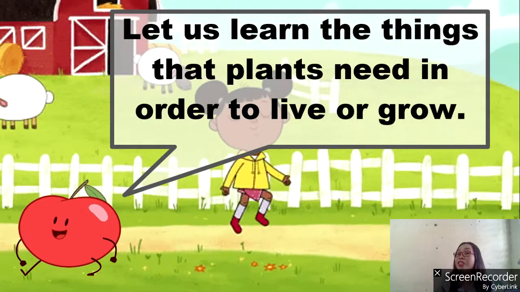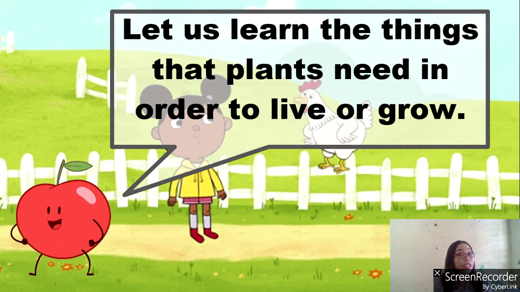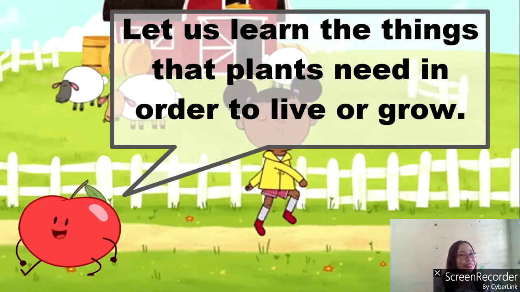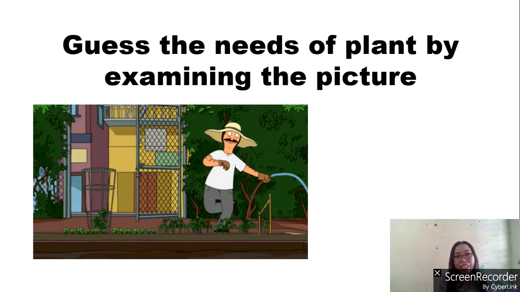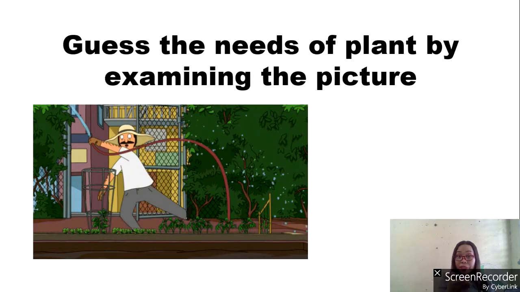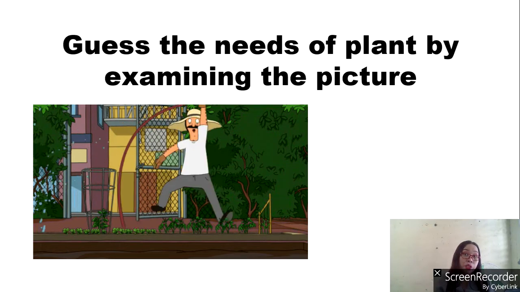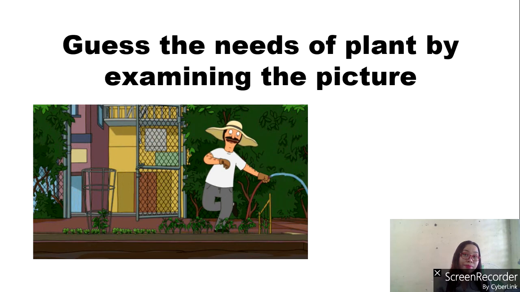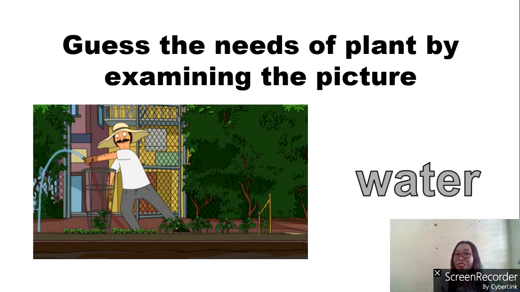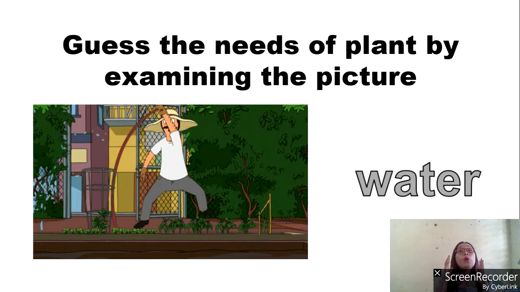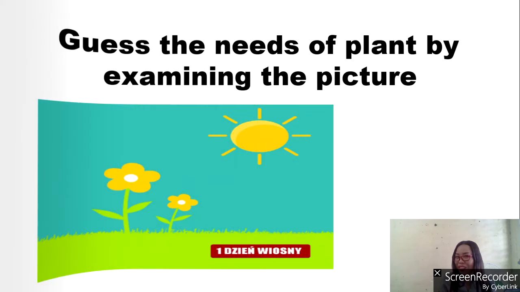Now, let us learn the things that plants need in order to live or grow. Guess the needs of plants by examining the picture. Try to look at it. What do you think the man is doing? Great job! The man is watering the plants. Plants need water. Great job!